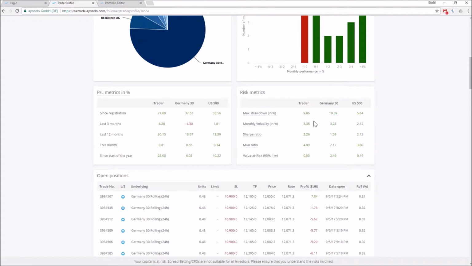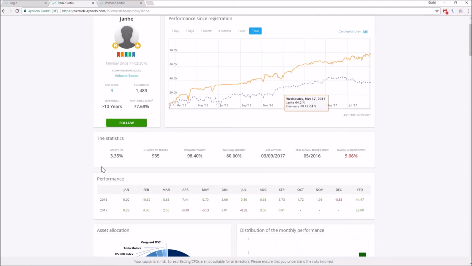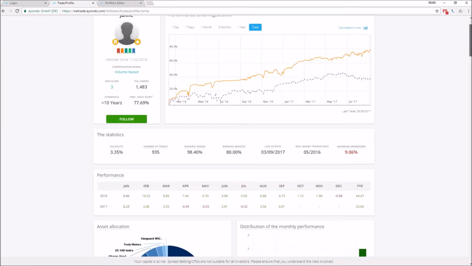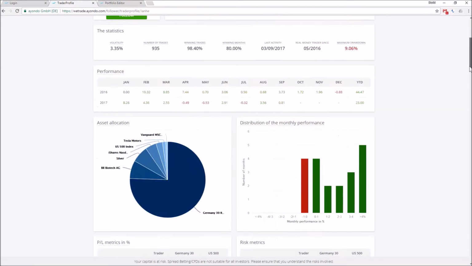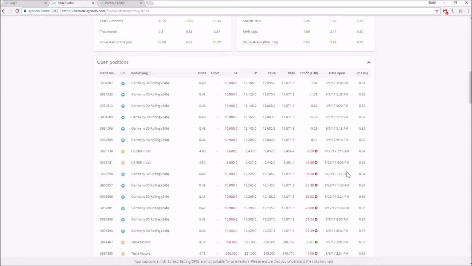Then we can see max drawdown figures, monthly volatility. So what was the headline volatility? It was 3.35%. The previous trader we looked at, that person's volatility was 34%. So we're looking at two very different approaches here. I have to say, I know who my money would be on to still be trading in a year's time. But a relatively low level of volatility. Clearly, open positions, again, a few chunky losers in there at the moment.